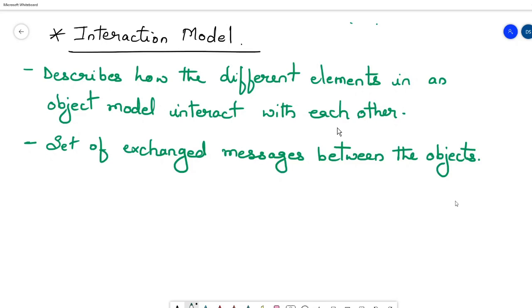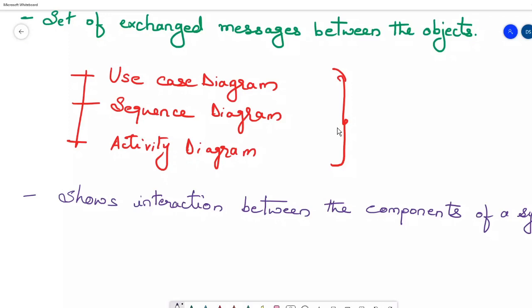So they would show us the interaction between the components of a system, or between the system being developed.